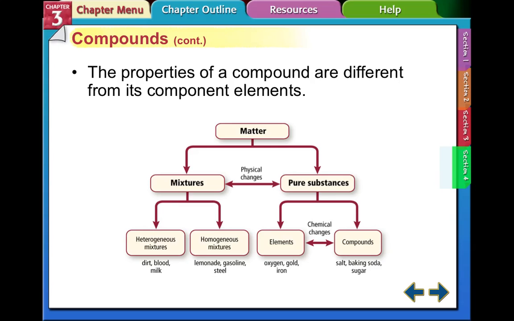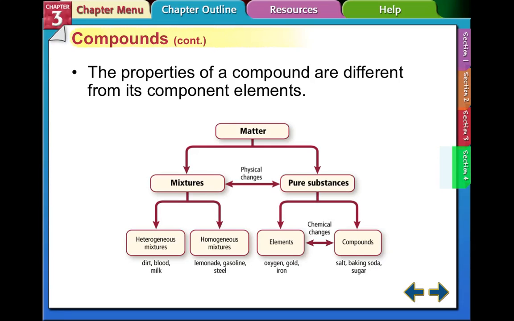Hetero means different. There are different parts in there. So dirt, blood, milk, all of those are made up of different substances. Homogeneous, it's all mixed together. It's all the same. It's all one substance. So you have lemonade, gasoline, and steel. It's difficult to pull the parts out. Heterogeneous, remember my favorite one is the Supreme Pizza, where you can pull the pepperonis or the mushrooms off if you don't like them.